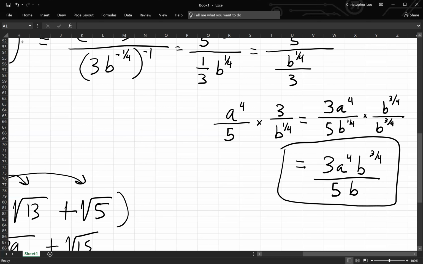So when they say n, they want that number that's in front. So the number that's in front is 3 over 5. So that's just 3/5. And then the exponent on A is just 4. Boom. And then the exponent on B, I think I'm going to say 1 over 4 for that, the bottom one. Try that. Yeah, that worked.